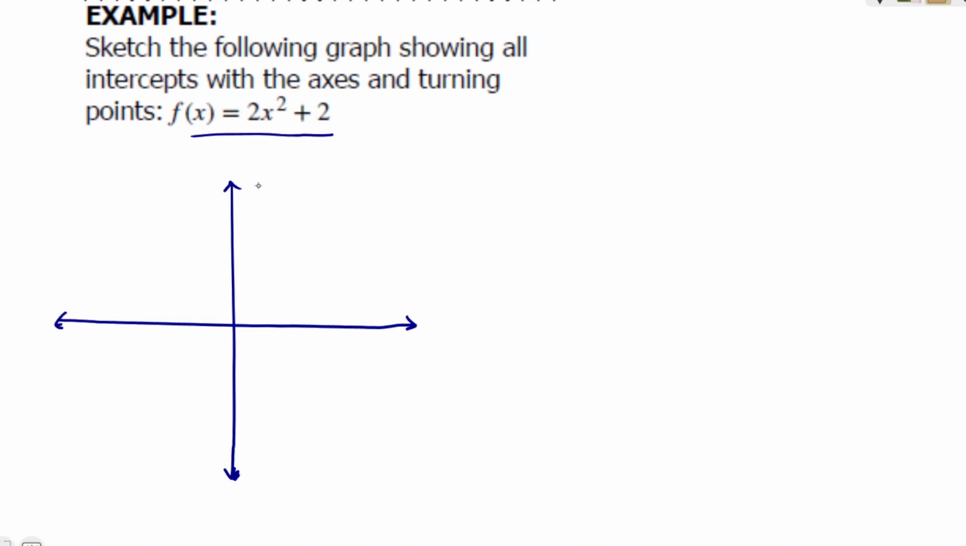Okay, so now let's go and make our calculations. So we are given f of x is equal to 2x squared plus 2. So let's first find the x roots. So we know that we have to make y 0 or make this f of x 0. Let me not say y all the time. So just make this f of x 0.